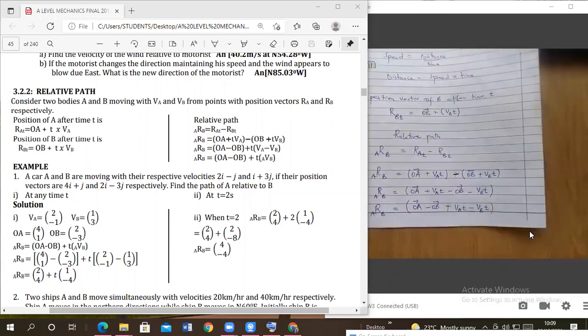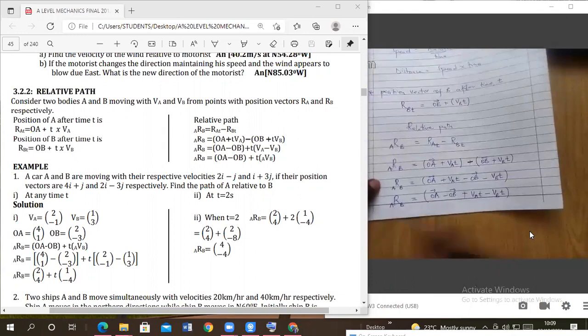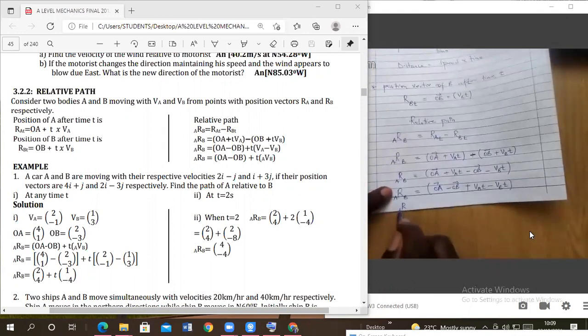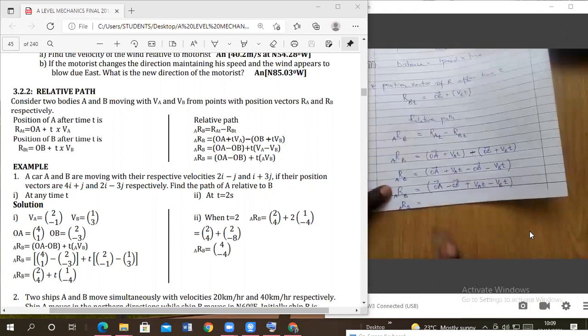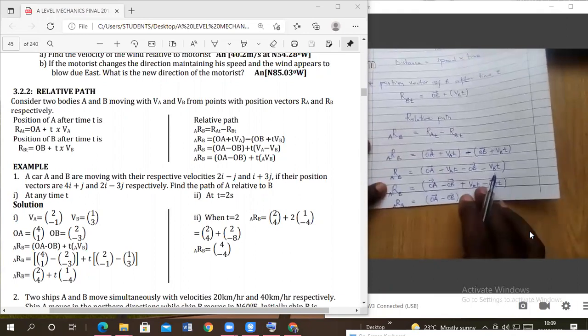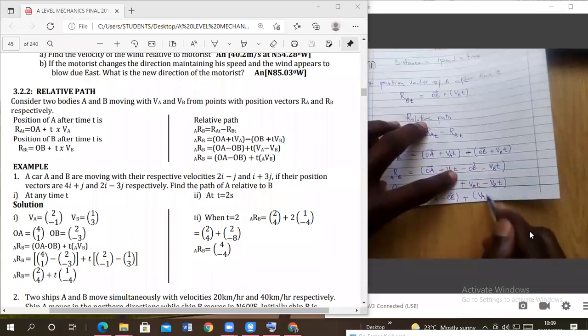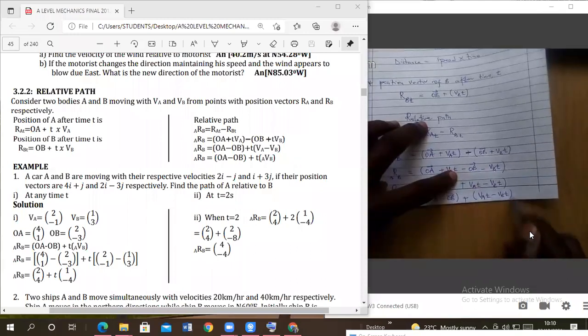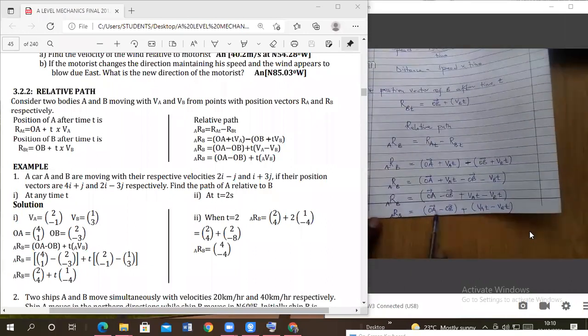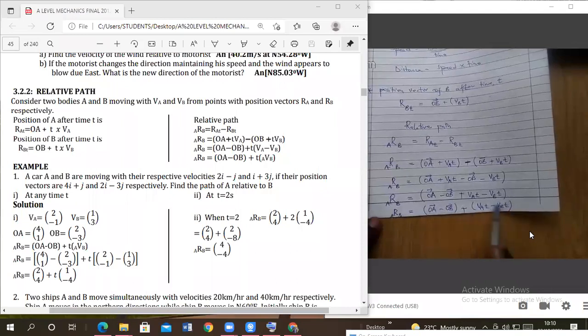Members, when you simplify that, you find now that relative path AB will be equal to OA minus OB plus v_A t minus v_B t. But when you look at this, OA minus OB is a displacement vector. Then what about this? This is the relative velocity. Members, are you seeing that?